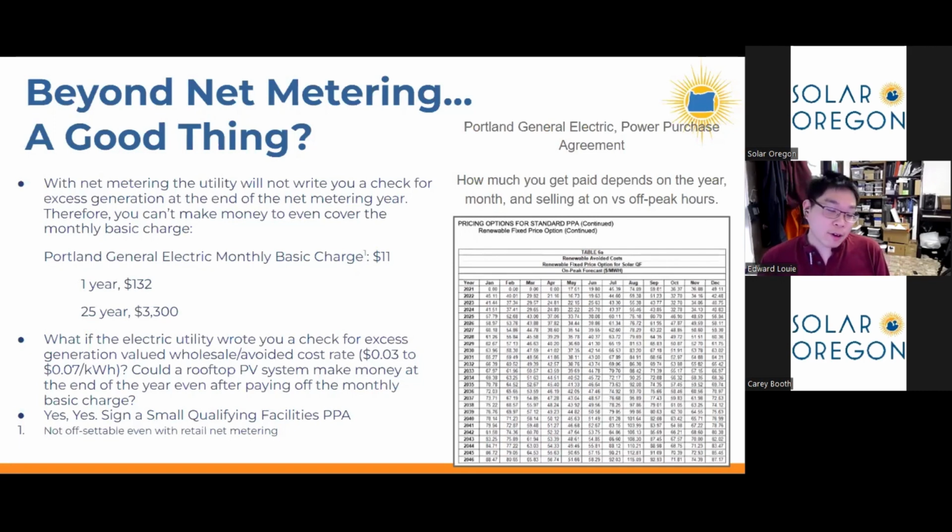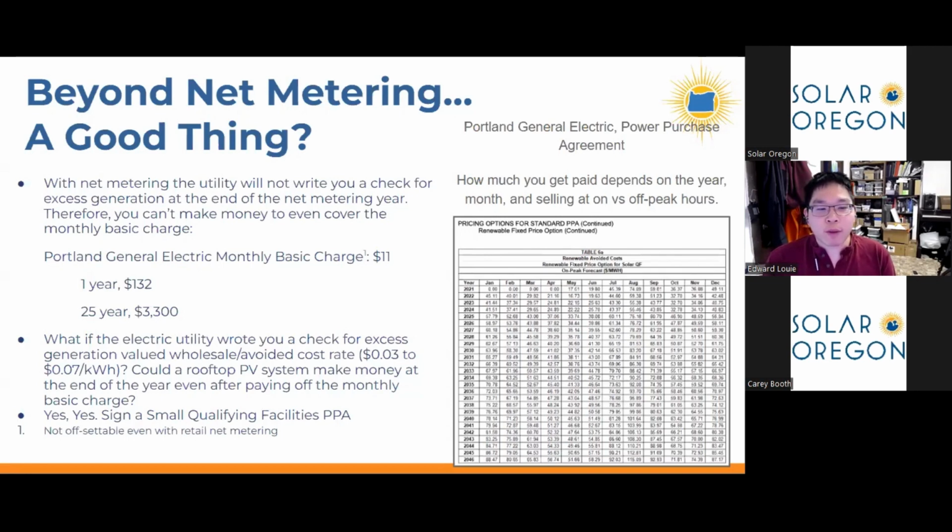But there are some reasons perhaps that you might want to do this, even though you're not getting retail rate compensation for the energy you sell back to the grid. With net metering, the electric utility will not write you a check for excess generation at the end of the net metering year. I believe Pacific Power does this too, but I know for sure Portland General Electric will take the value of your excess kilowatt hours and put it towards a fund for low-income weatherization and electric bill assistance and stuff like that, but it doesn't come back to your pockets.